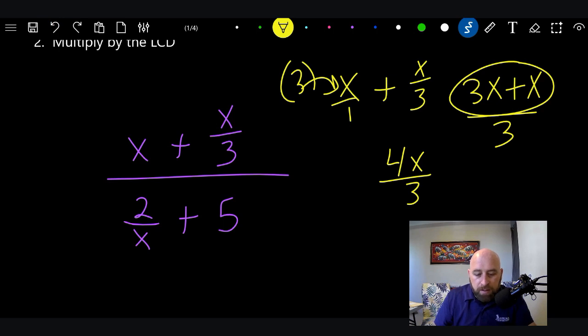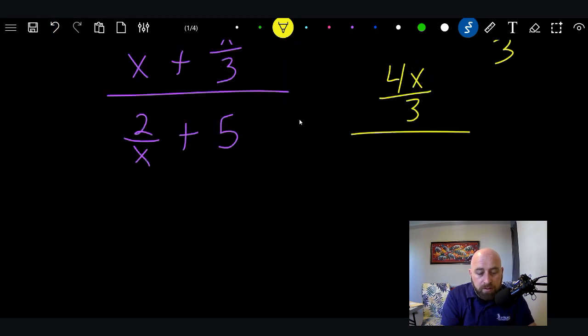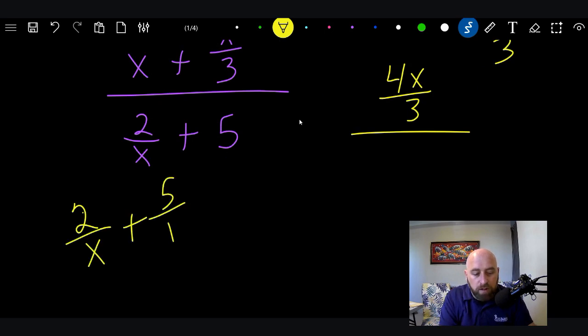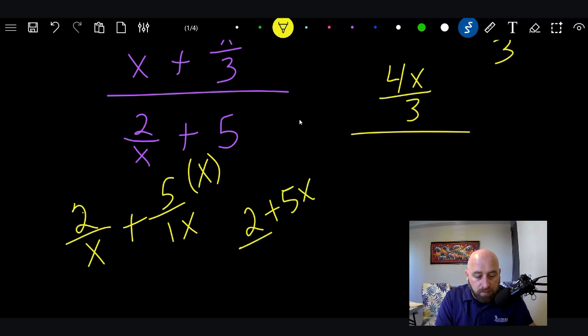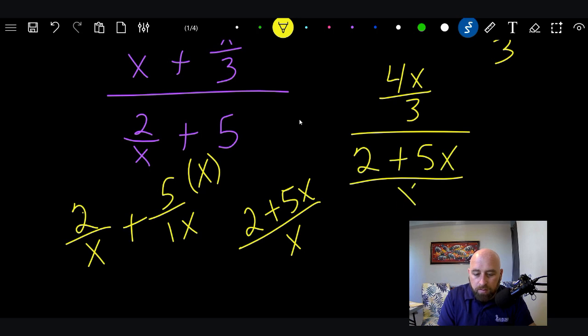The second thing that we had to do is now we have to do this one. This is going to be the denominator of this fraction. So how do we do this one? 2 over x plus 5 over 1. Our LCD here is x, so we need to multiply this one by x in order to get x here. So we're going to get 2 plus 5x over x. Can't really do much with that one, right? There's nothing we can do there. We can't simplify it, so let's just rewrite it. 2 plus 5x over x.